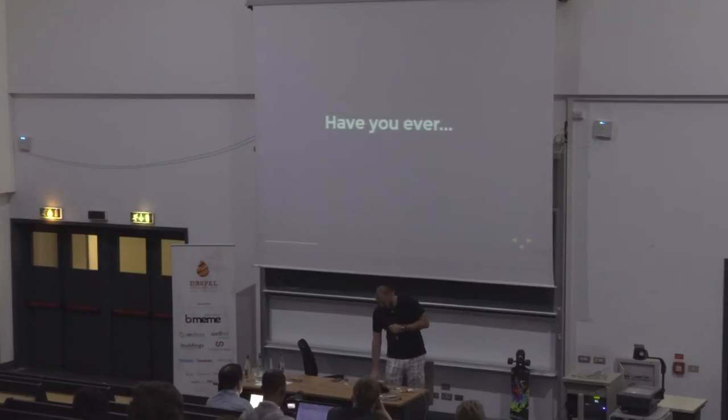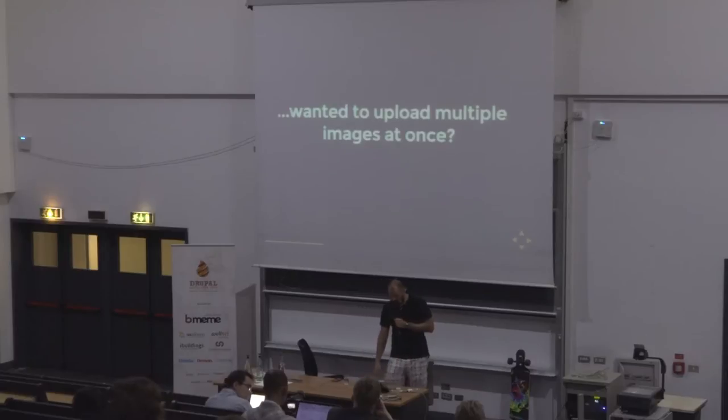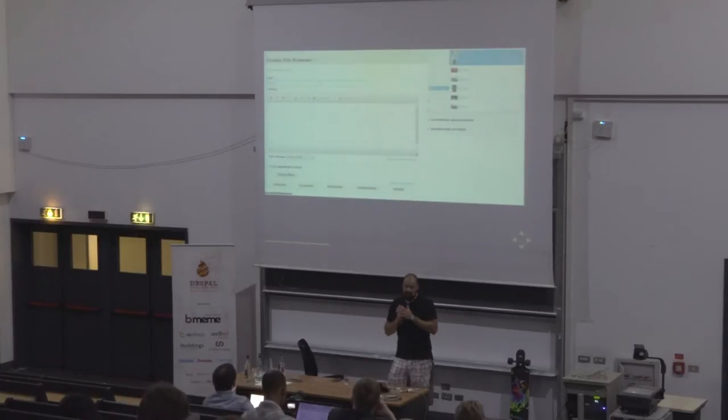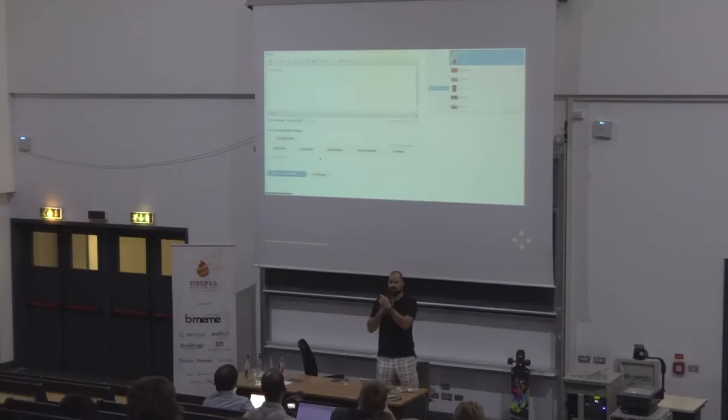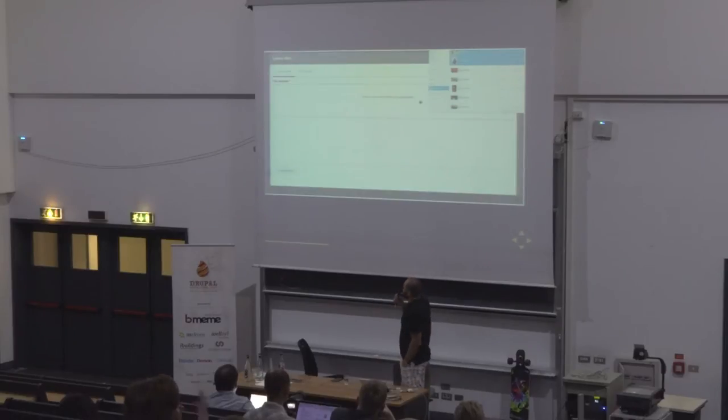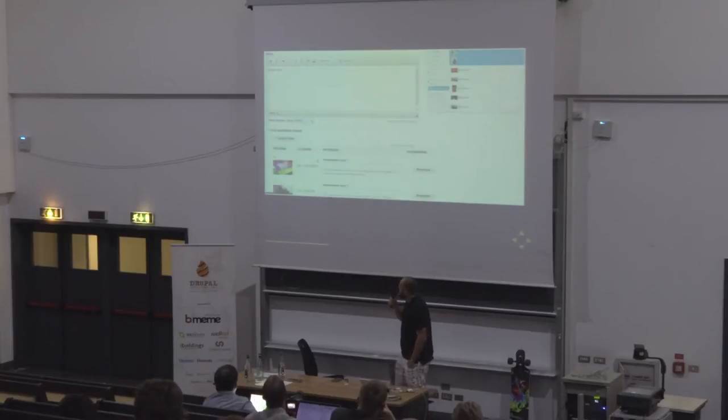So, have you ever wanted to upload multiple images at once? I guess you all did. And I hope this is, can you see this? It's big enough. So here we're using Entity Browser to drag and drop a few images into it, upload them, and then select them, and then Entity Browser propagates them down to the image field. So we can do that.